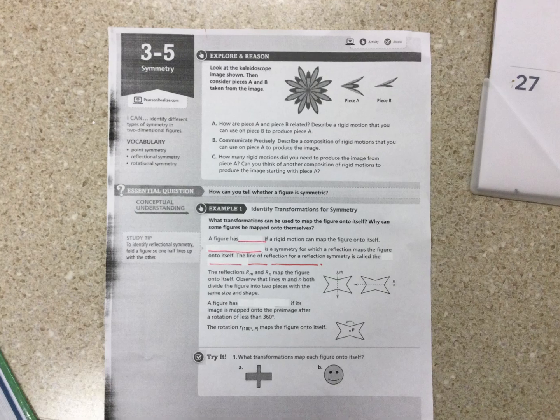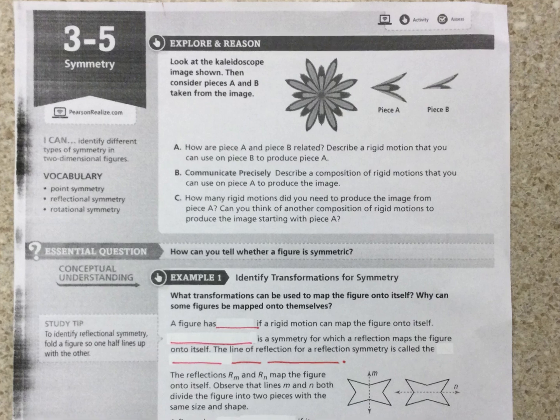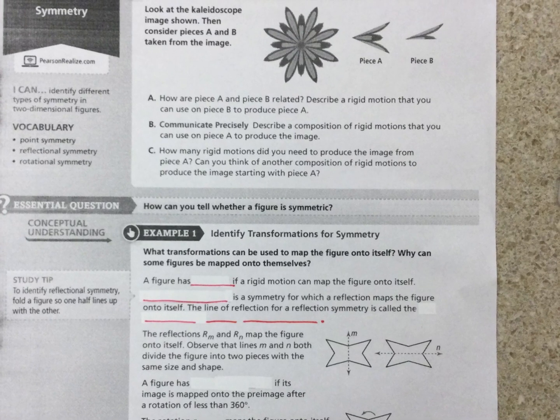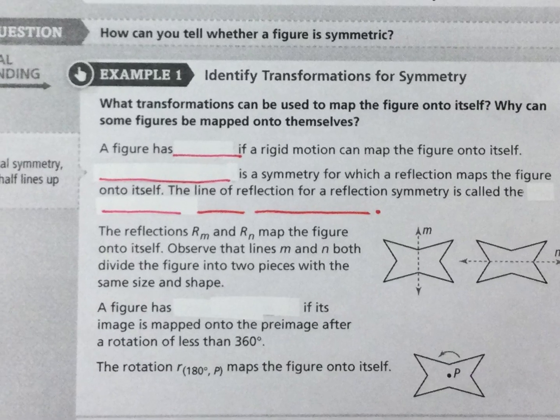Okay, 3-5 is symmetry. We are going to identify types of symmetry. A figure has symmetry if a rigid motion can map the figure onto itself.